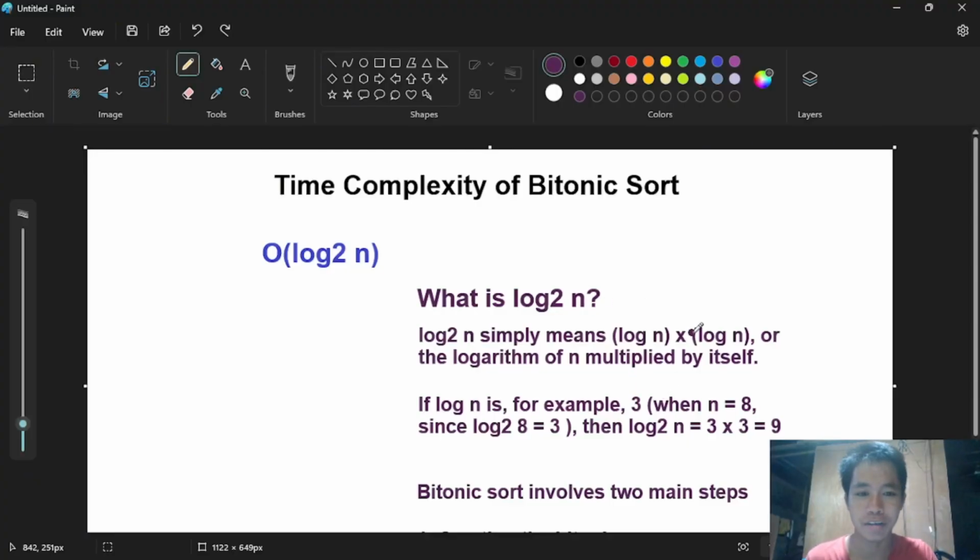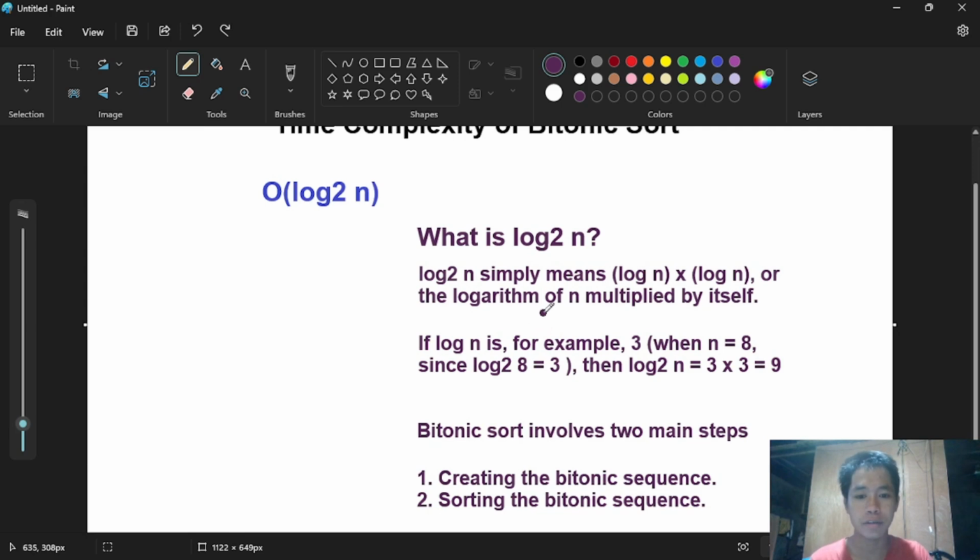Time complexity of Bitonic Sort: O(log n squared). What is log squared n? Log squared n simply means log n times log n, or the logarithm of n multiplied by itself. If log n is, for example, 3, when n is equal to 8, since log 8 is equal to 3, then log squared n equals 3 times 3, and it is equal to 9.